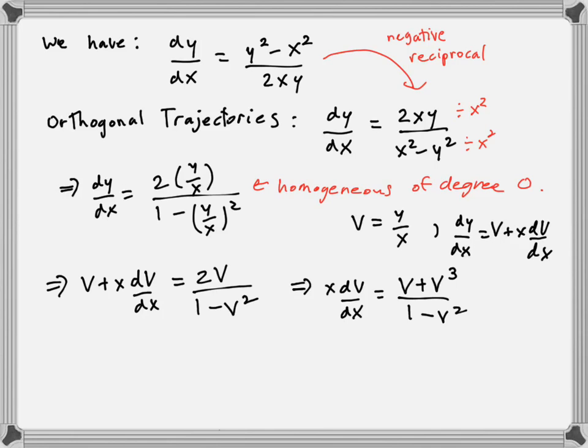Or if you do reciprocals and separate variables, you get the following: (1 minus v squared) over (v plus v cubed) dv is equal to dx over x. Okay? From here, you integrate both sides. Integrating the left side is going to be tricky. This one we are going to need partial fraction decomposition. So let's do this on the next page here.